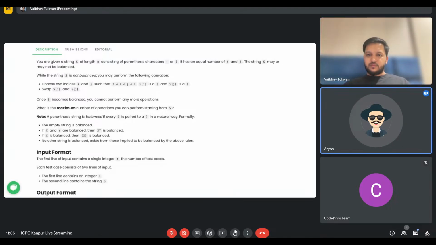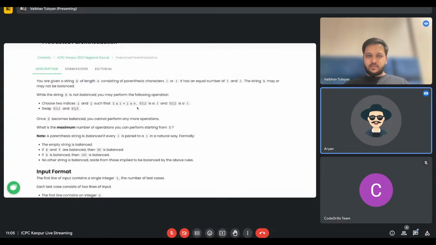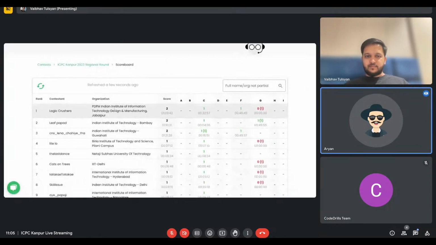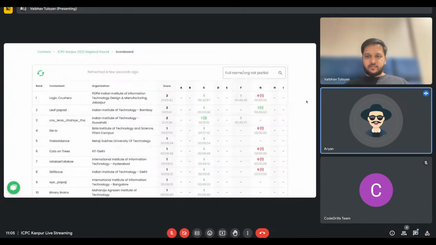For a minute I refreshed the preliminary board scoreboard, and at first I thought, wow, someone got 4 problems AC, but that's not the case. If we look at the scoreboard right now, Logic Crushers from PDPM Institute of Information Technology Design and Manufacturing Jabalpur is first with AC on 2 problems. Second team right now is Leaf Papad from IIT Bombay with 2 ACs. Third team is CNS Lena Chahiye Tha from IIT Guwahati with 2 ACs. After that, everyone just has 1 AC so far.